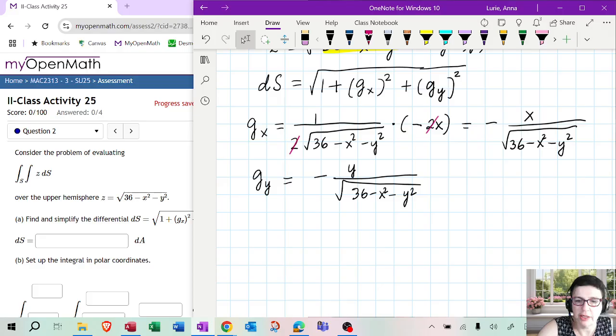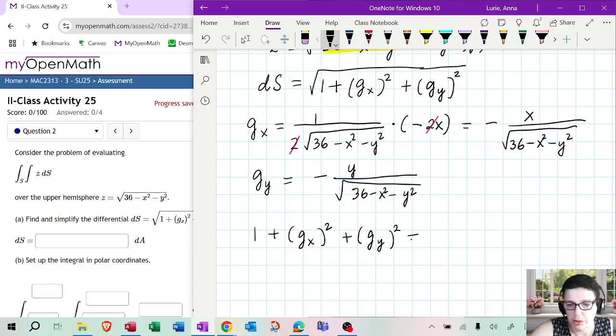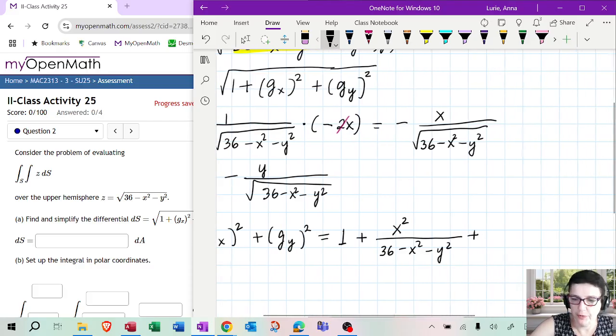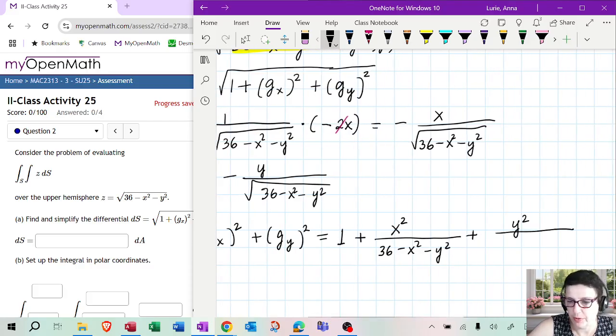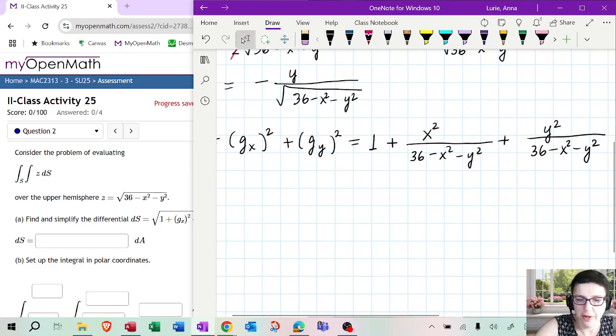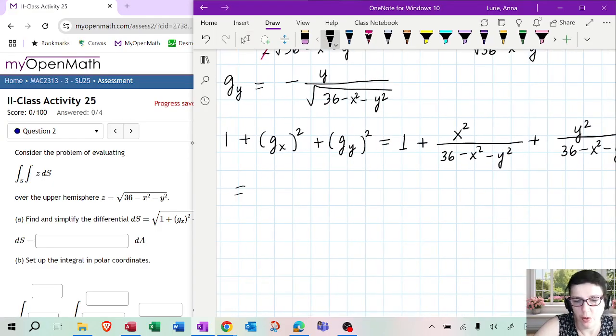Okay, so now let's simplify the expression under the root in dS. So what is 1 plus g_x squared plus g_y squared? Let's see what that is. So we're doing 1 plus. Now, what happens when we square a negative? The negative goes away, and then we're going to get x squared. And on the bottom, the square root is going to disappear because we're squaring a square root. And then we got the exact same thing for g_y, so that'll be y squared divided by 36 minus x squared minus y squared.